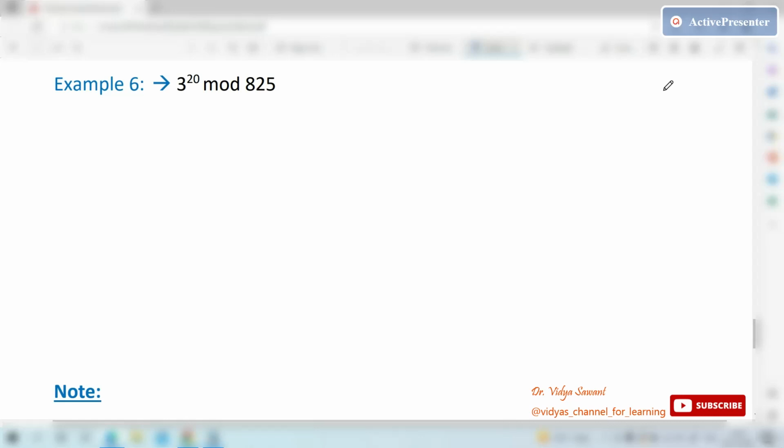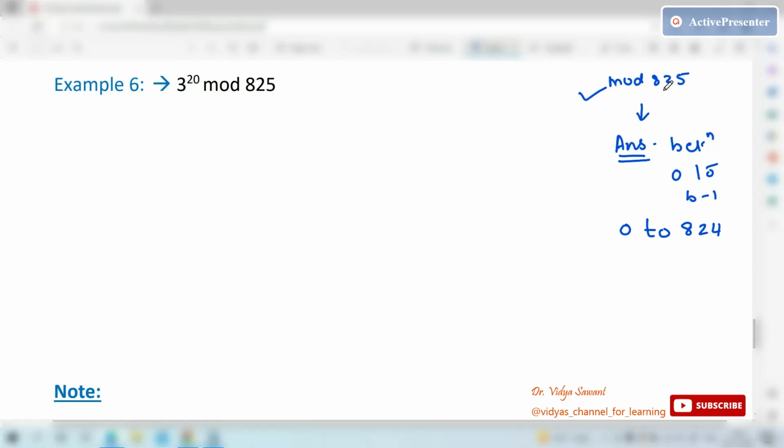So 3 raised to 20 mod 825. As you can see, I have taken a larger number for modulus. Just a quick revision. Why do I do mod 825? I do mod 825 basically to ensure that the answer of the computation that you get is between 0 to b minus 1. So in this case, b is 825. If I want my algorithm to process only numbers between 0 to 824, I'm supposed to use modulus arithmetic.